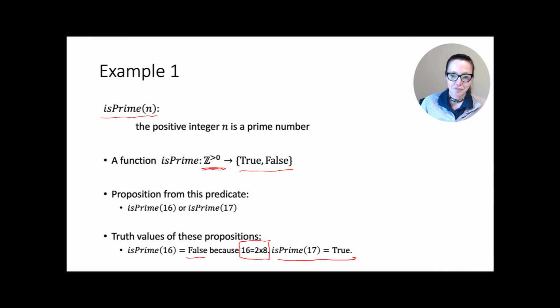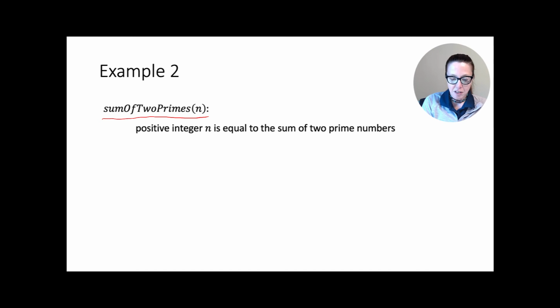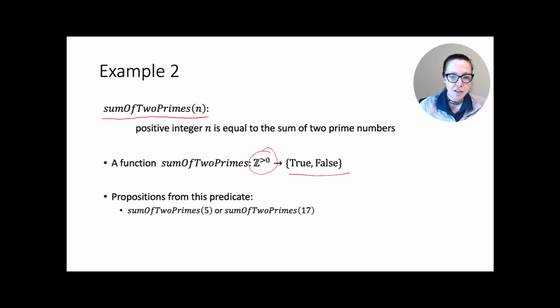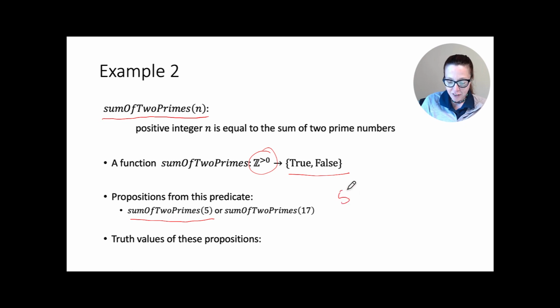Our second example is the sum of two primes. So this states that a positive integer n is equal to the sum of two prime numbers. And this is a function going from the positive integers to the Boolean values true and false. And so propositions of this predicate could be of the form sum of two primes of 5 or sum of two primes of 17. And we could check if we want to identify the truth values of these two propositions. We can see that 5 is equal to 2 plus 3. 2 and 3 we know are prime numbers, so this meets our criteria. So we believe that this will be true.